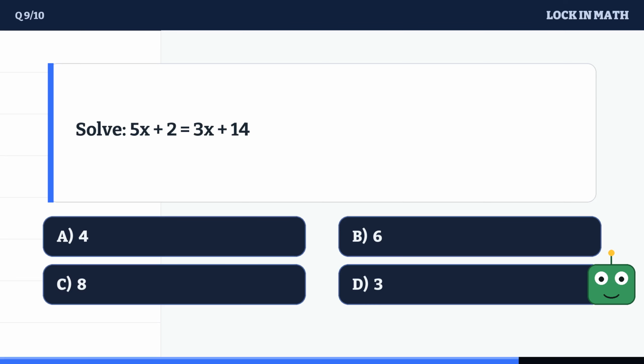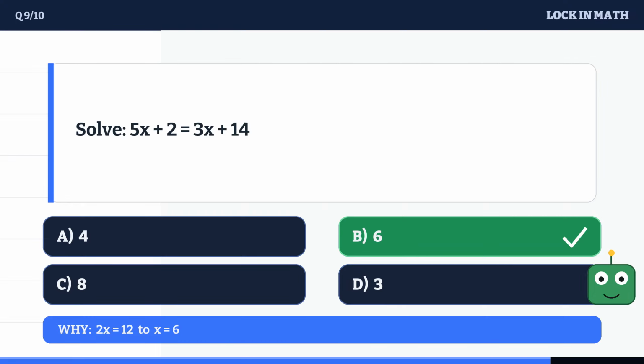Solve. 5x plus 2 equals 3x plus 14. Six. Get the x's together. Subtract 3x. 2x plus 2 equals 14. Subtract 2. 2x equals 12. x is 6. Move variables to one side, numbers to the other.